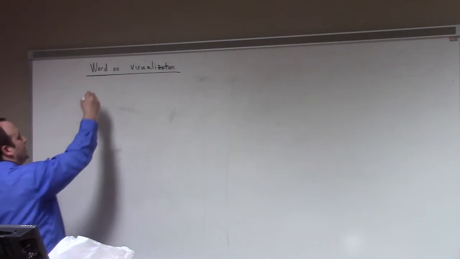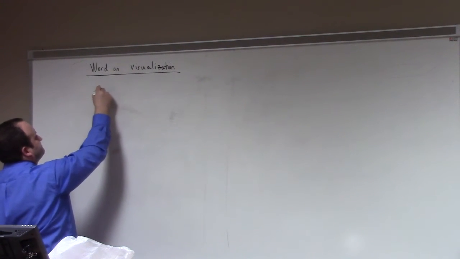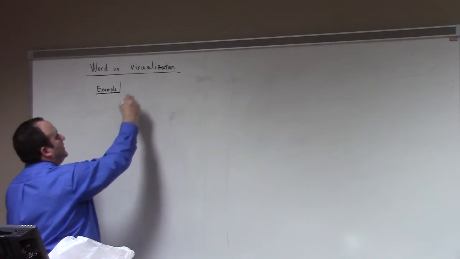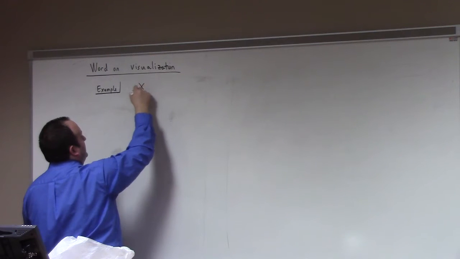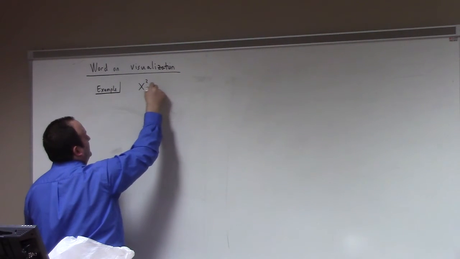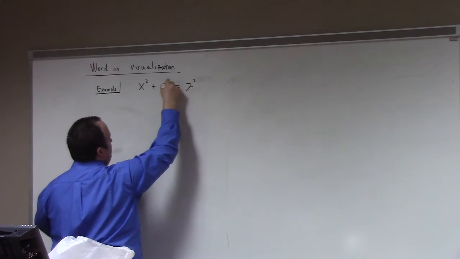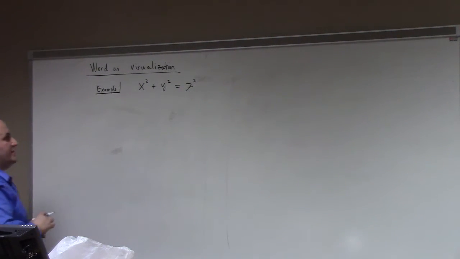All right. So let's look at something. How about this? What if we look at x squared plus y squared equals z squared? This is a relatively simple one. And let's try to visualize. Let's try to draw a graph of that for ourselves, right?